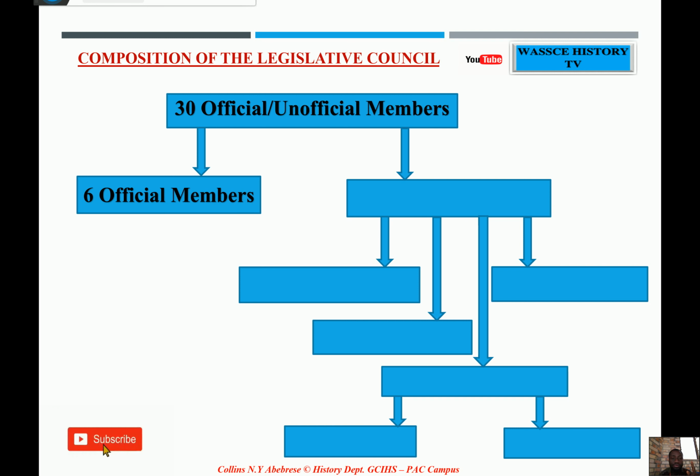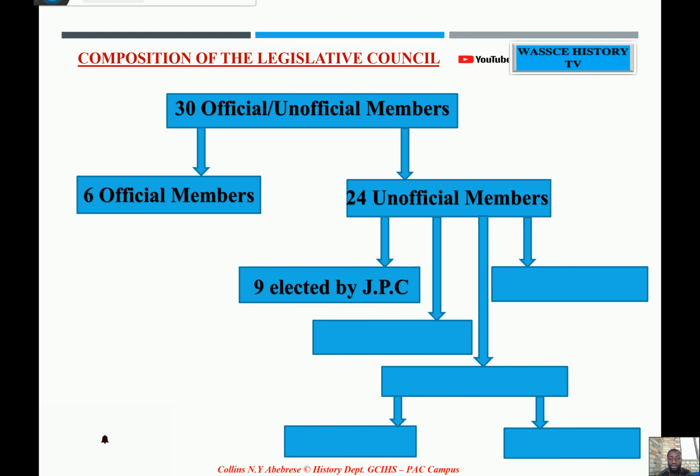Now let's take a look at the official members, which will be 6, and then the unofficial members will be what? Will be 24. All right, and out of that 24, we should have 9 being elected by the Joint Provincial Council of Chiefs. And then we should also have 4 being elected by the Asante-Man Council, and then we should also have 5 being elected through universal adult suffrage.